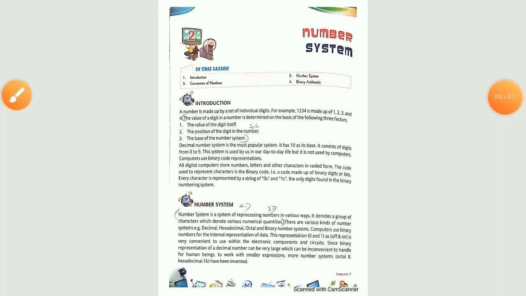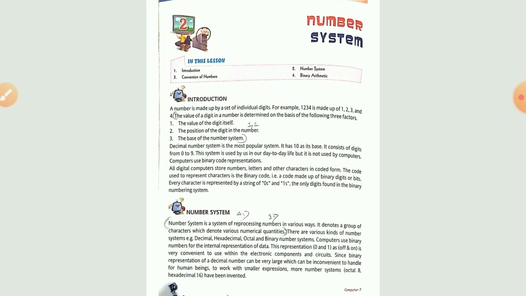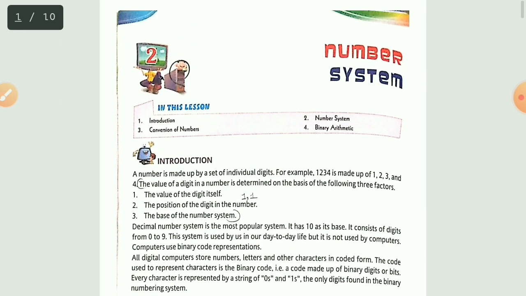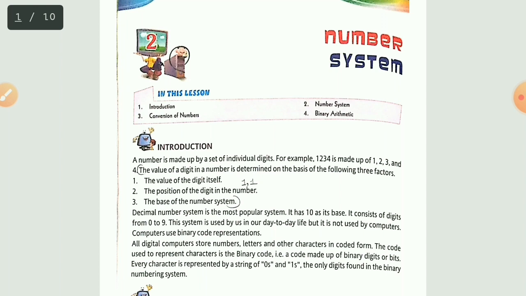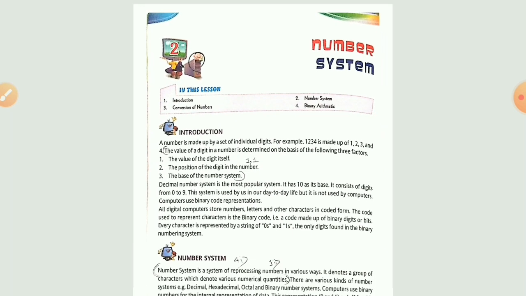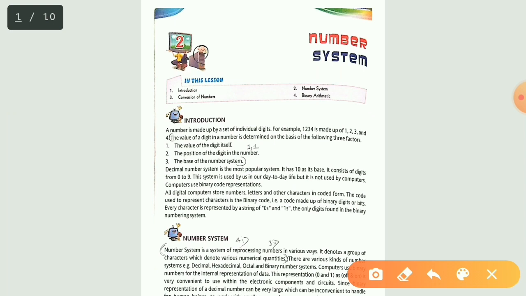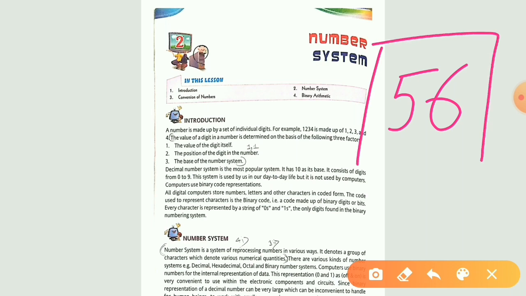Now students, turn to page number 14 of the same book. You can see the same number system chapter. Now see the first portion, that is introduction. In the introduction portion we are going to see what is a number system and what are all the things that we have to focus on so that we can understand these kinds of number systems. Now a very simple example. Let us take any number. You can take 56. This is basically a single number.